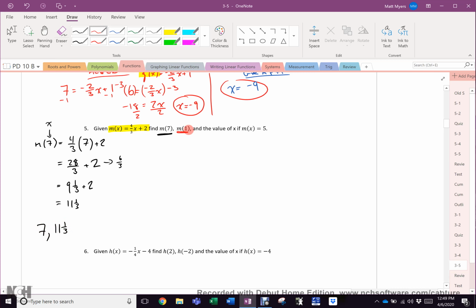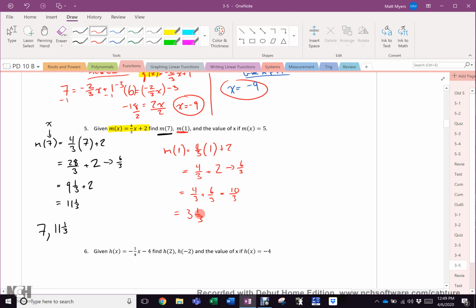So let's try it here with 1. M, we don't want the m of x anymore. We want the m of 1. So 4/3, not of x, 4/3 of 1 plus 2. That is 4/3 plus 2, which is, of course, 6/3. So that's 4/3 plus 6/3 to get 10/3, which is 3 1/3.